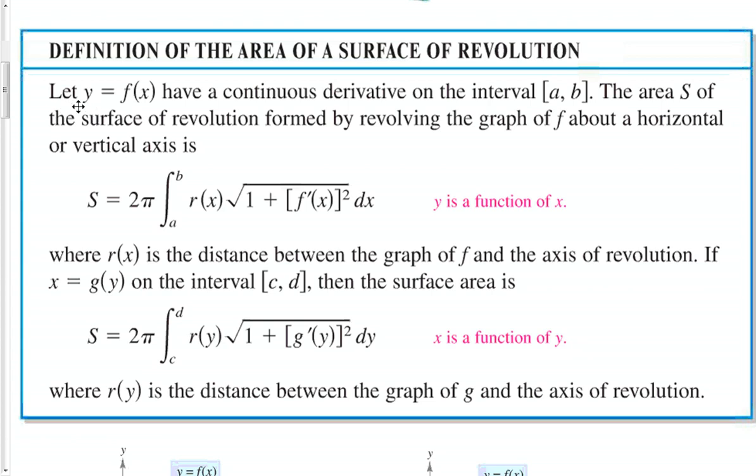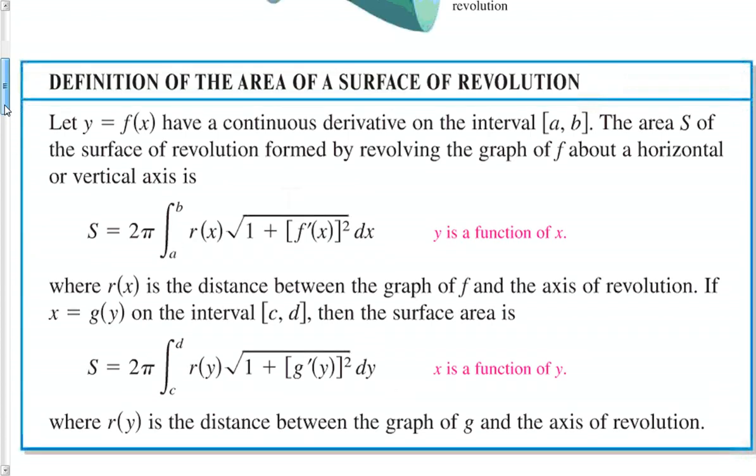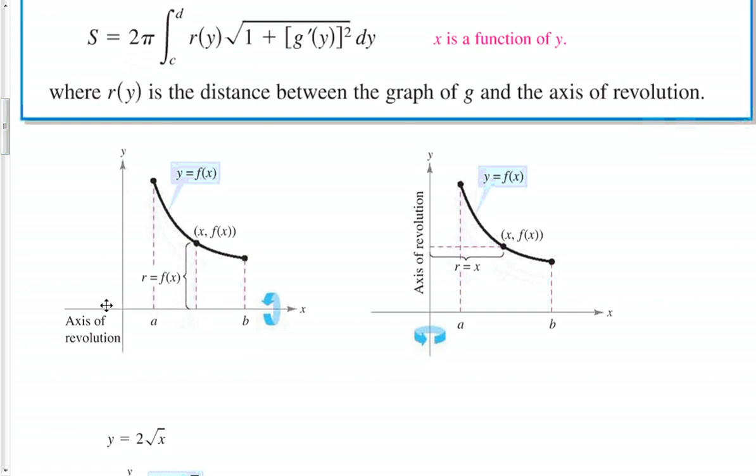All right, so first we'll start off with a function y equals f of x that has a continuous derivative on the interval from a to b. That's the same criteria we had for finding the arc length. The area S, capital S this time, of a surface of revolution formed by revolving the graph of f around the horizontal axis is given by this formula, where r of x is really the distance from the graph to the axis of revolution. So in this case, for a horizontal axis of revolution, the r of x is actually just the functional value, the height of the function.